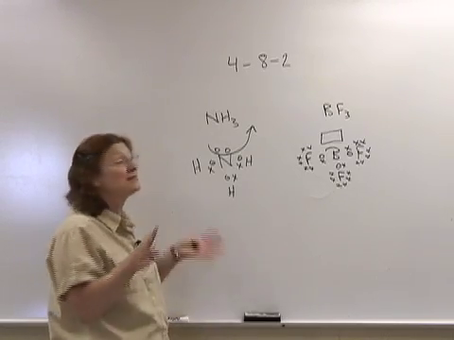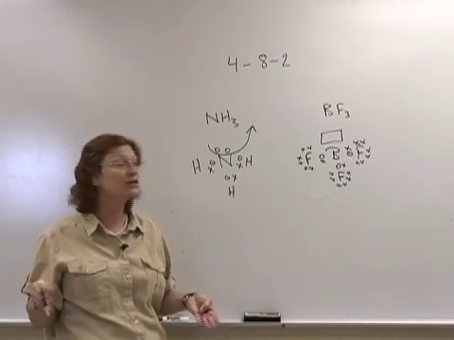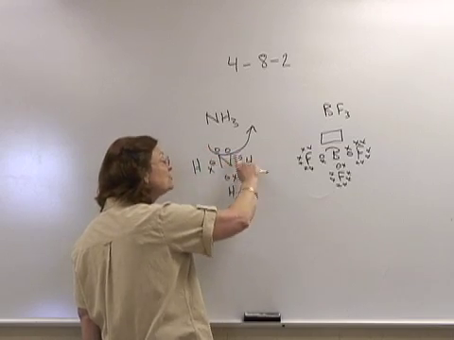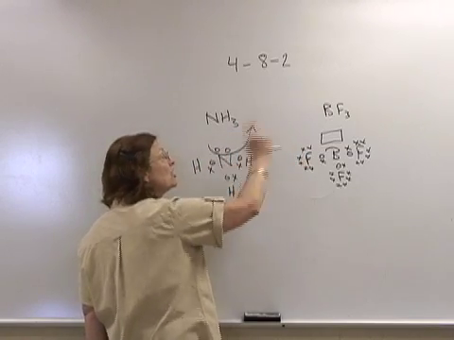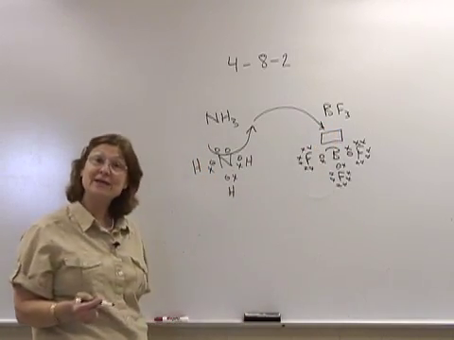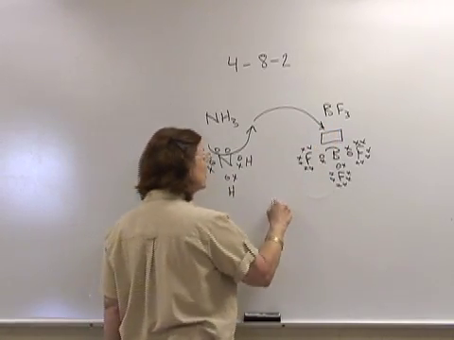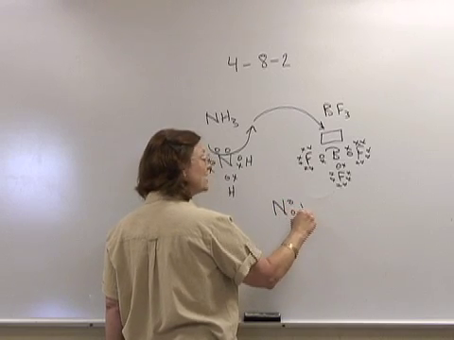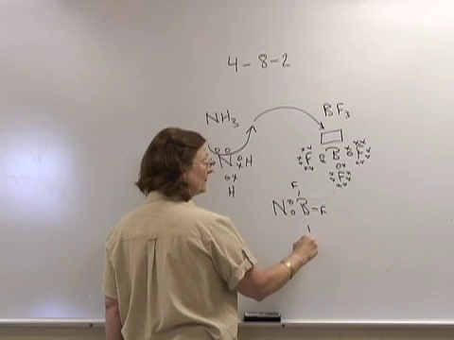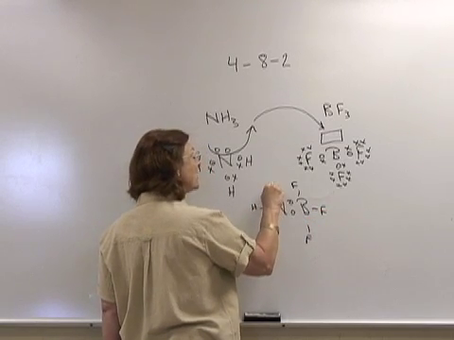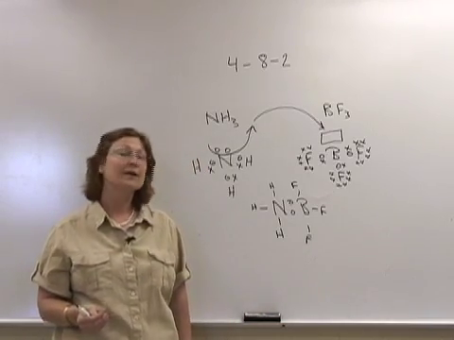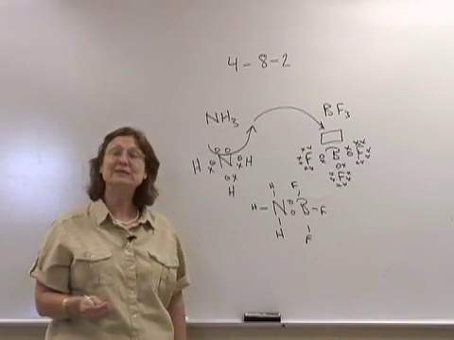Now, this Lewis theory can cover any kind of reactions, and what happens here is this nitrogen donates these 2 electrons to this boron where it has an empty space. And then they hook together. The nitrogen combines with the boron. And then we have the fluorines and the hydrogens. And we have one large molecule. And that's what happens in the Lewis theory.